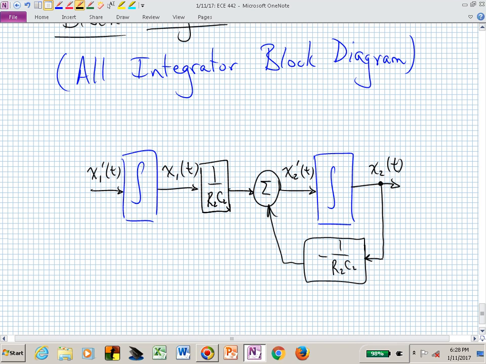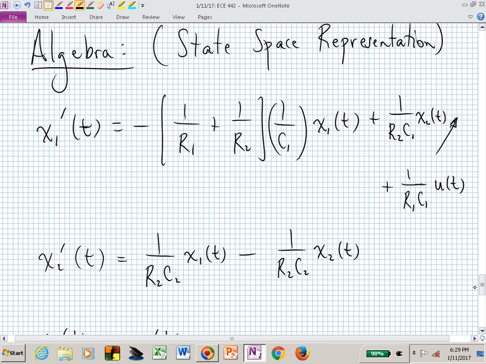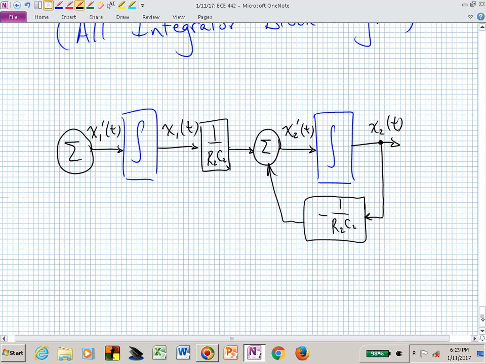How do we create x1 prime? Well, it's similar. Now, how many terms are we going to have coming in to build x1 prime? 3. We have 3 terms on the right. 1 is an easy one. That's the weighted version of the input u, and that weighting is 1 over R1 C1.